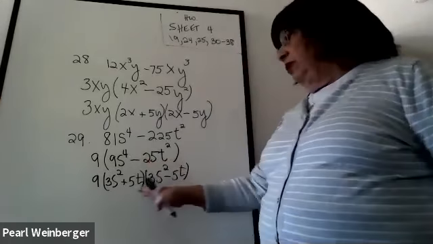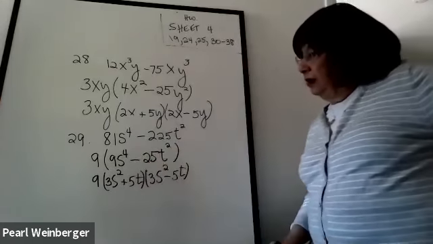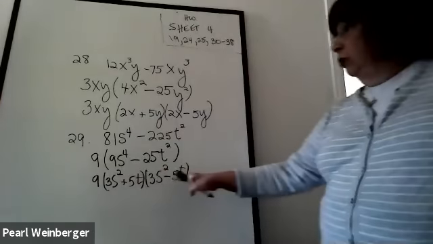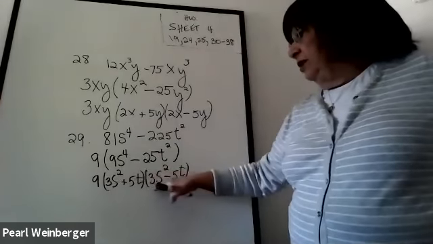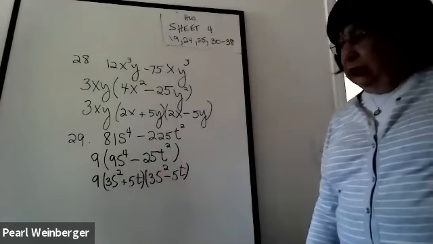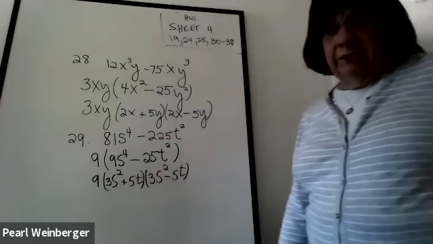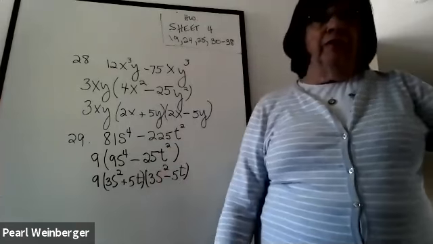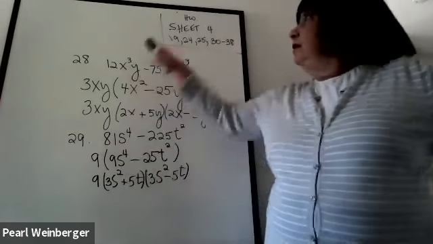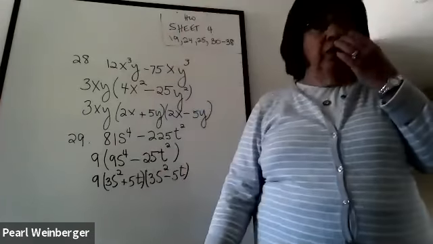We can't factor any further because there are no more. This is not the difference of squares, nothing more to be done. So these are the examples that I had given you for homework on practice sheet 4.